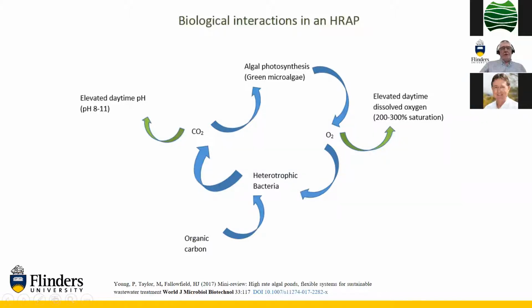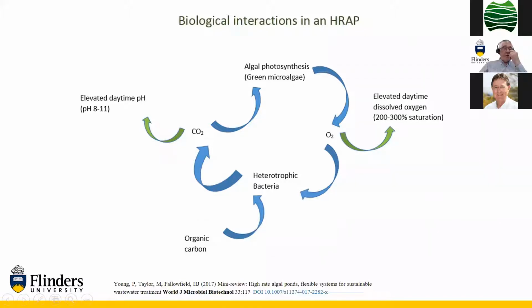Other factors that come into play when you're mixing the pond: in a high rate algal pond and a waste stabilization pond, you're really depending on algae for a degree of treatment. The benefit of algae is they photosynthesize and produce dissolved oxygen, and high rate ponds can be between 200 and 300% saturated in the daytime. That oxygen is available for the heterotrophic bacteria to mineralize and respire the organic carbon, and in return they produce carbon dioxide, which is then used by the algae for photosynthesis.